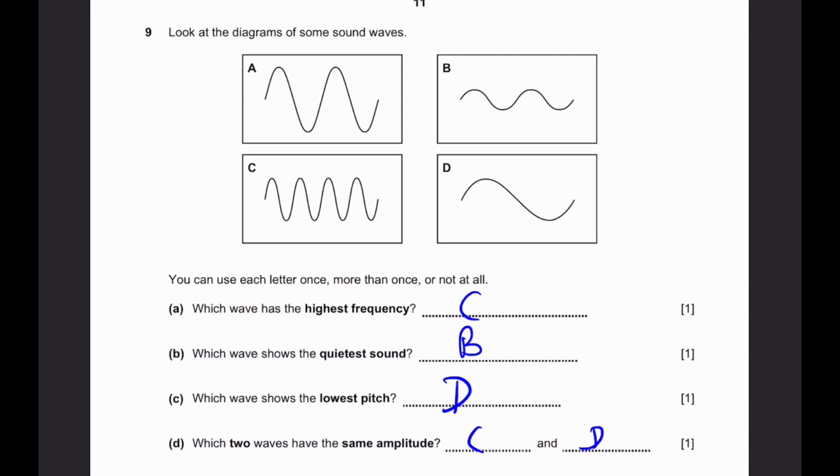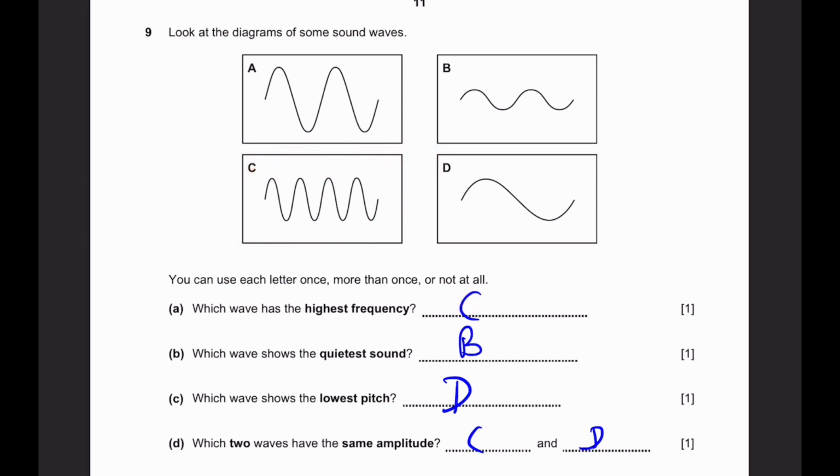Question 9. Look at the diagrams of some sound waves. You can use each letter once, more than once, or not at all. A. Which wave has the highest frequency? That means it has the most number of waves in the same length. So that would be C. It has 4 waves in the diagram. This one has 2, this one has 2, and this one has 1. So this is the highest, C.